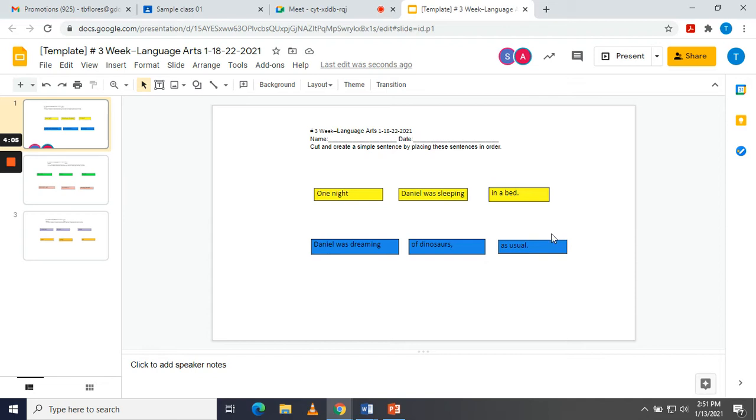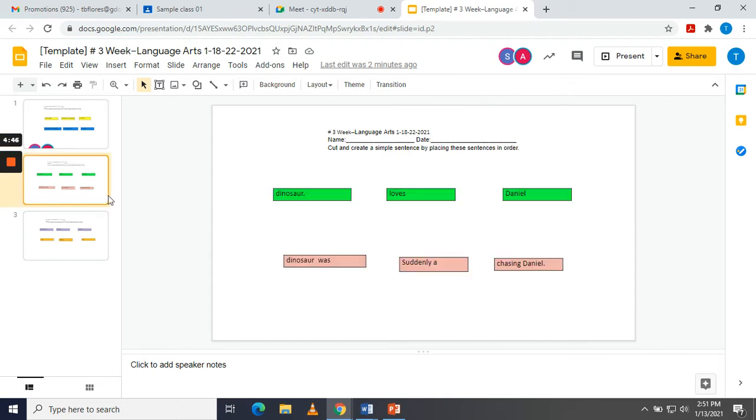For our next set, we're going to see what Mr. Arnold worked on, and let's read the sentence. It says, Daniel was dreaming of dinosaurs as usual. So if you notice, there's a capital letter here at the beginning with the name Daniel. But of course, because it's a name of a person, the letter would have to be capitalized. If you look at the end of the sentence, which is the last box, there's a period, and Mr. Arnold was able to identify that this box belongs at the end. Okay, let's try the next set. Let's see how our students will do on this set.